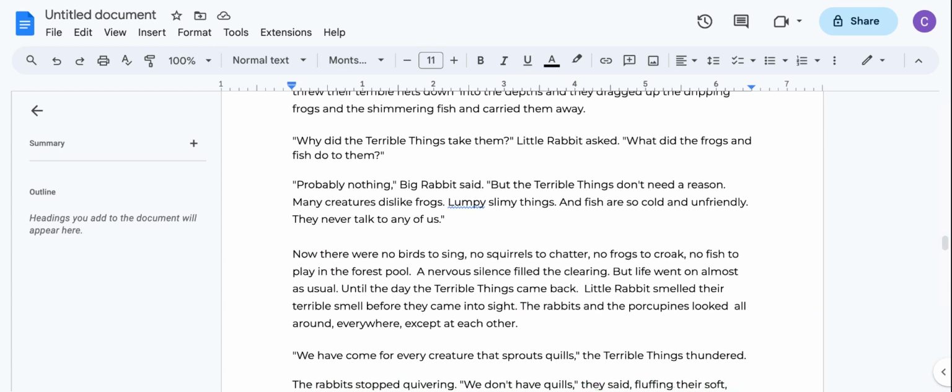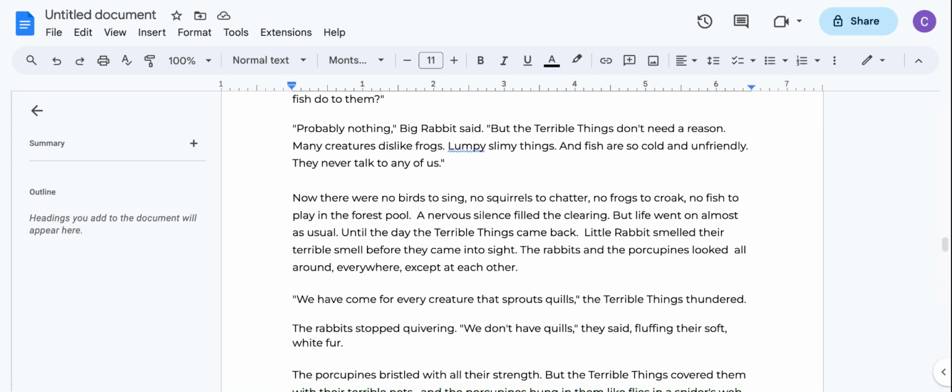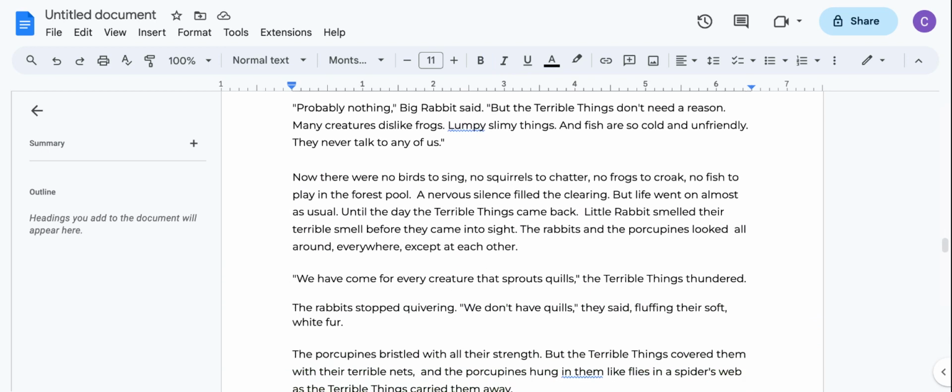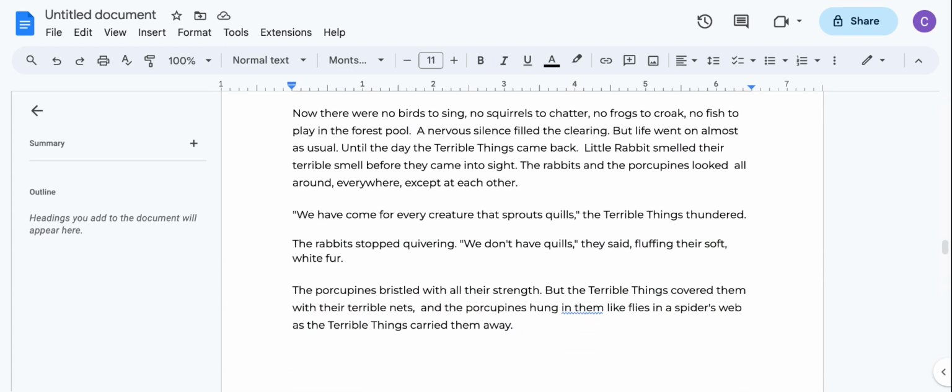Why did the terrible things take them? Little Rabbit asked. What did the frogs and fish do to them? Probably nothing, Big Rabbit said. But the terrible things don't need a reason. Many creatures dislike frogs, lumpy, slimy things, and fish are so cold and unfriendly. They never talk to any of us. Now there were no birds to sing, no squirrels to chatter, no frogs to croak, no fish to play in the forest pool. A nervous silence filled the clearing. But life went on almost as usual, until the day the terrible things came back.